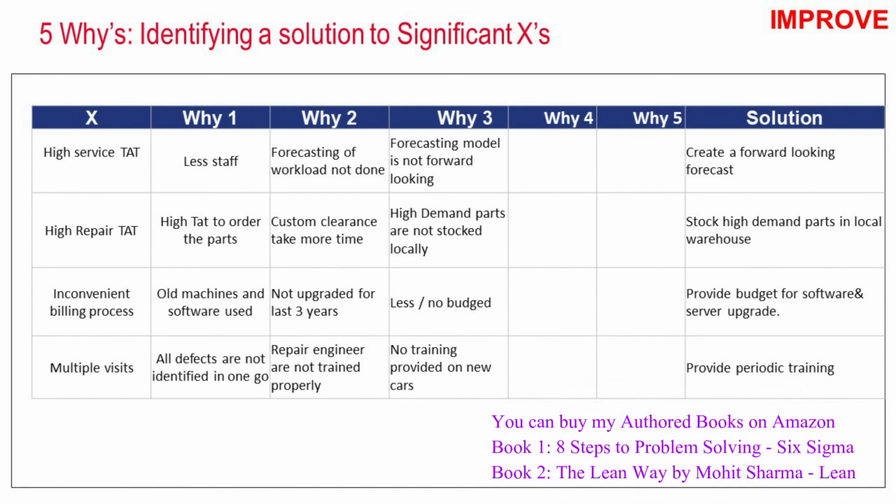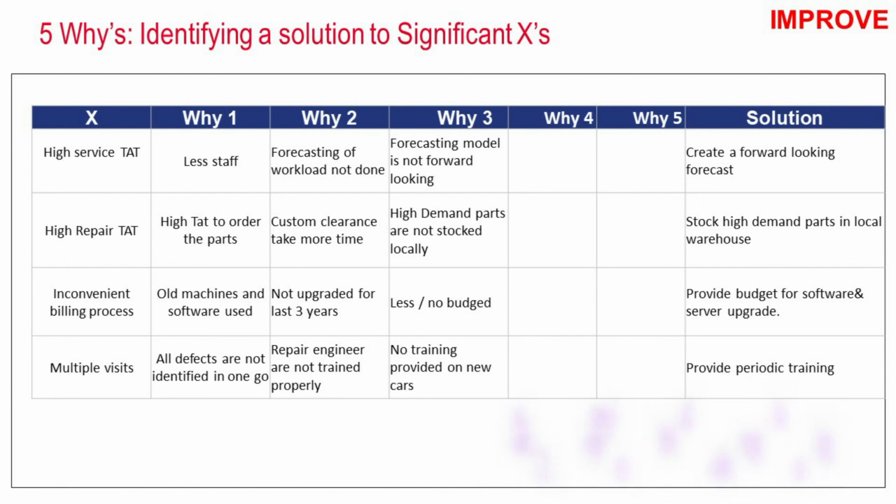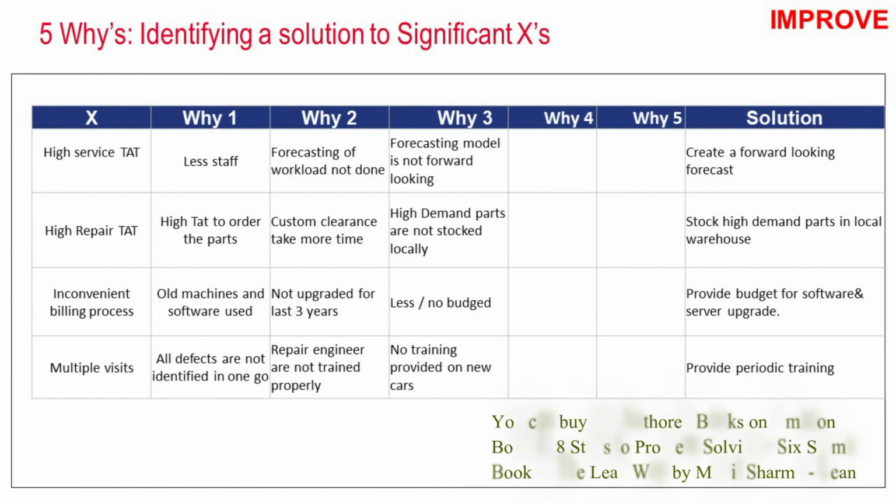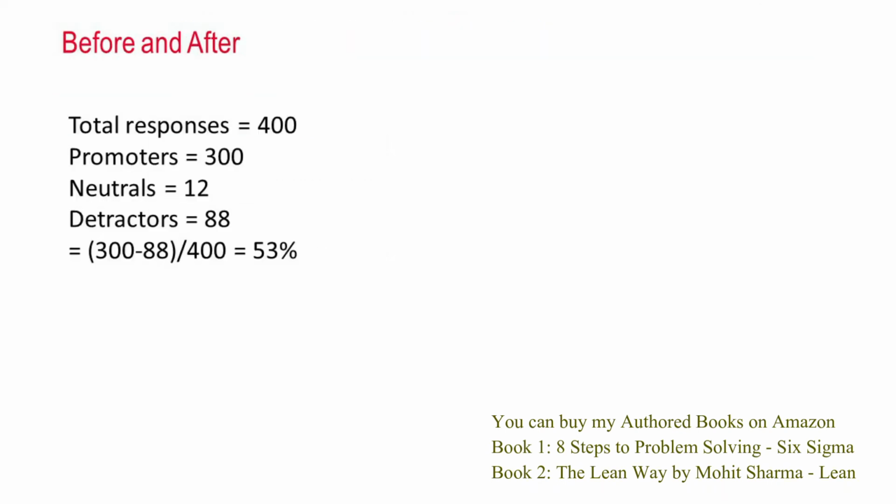The next is implementing the solution, which is the improve phase, for which 4 W's and 1 H are used. The first W is what they need to change, the forecasting model; where it is to be done, who will do that, by when it is to be done, and how has been identified for these 4 solutions, which are implementing the forecasting model, stocking high demand parts in local warehouses, upgrading the software, and providing training to the engineers on the floor. Then the before and after condition after implementing all the solutions.